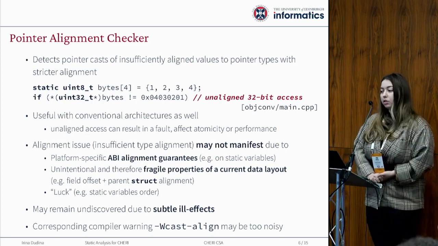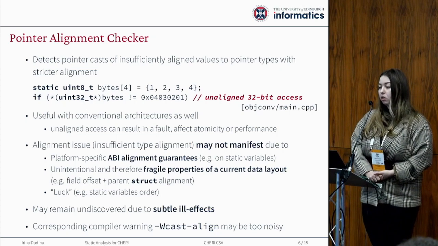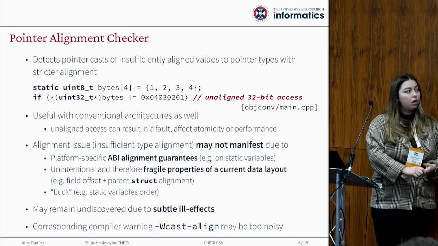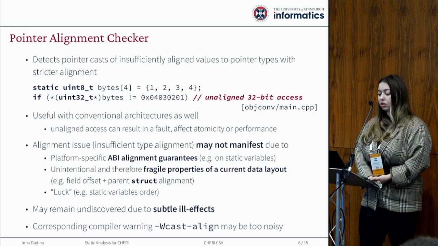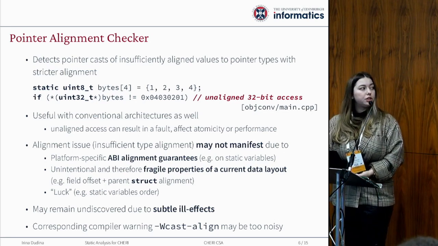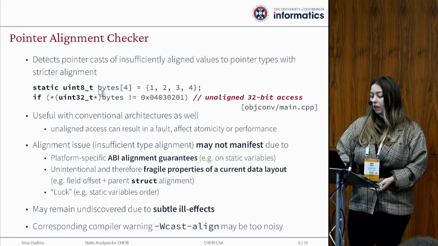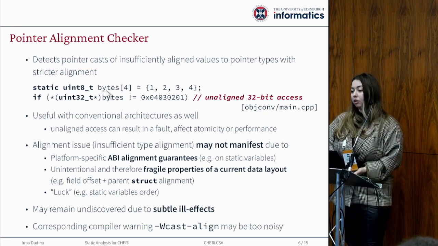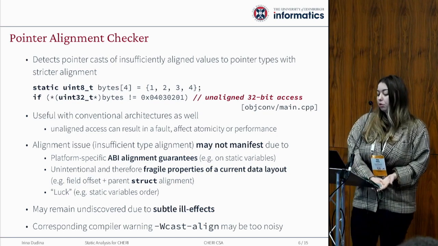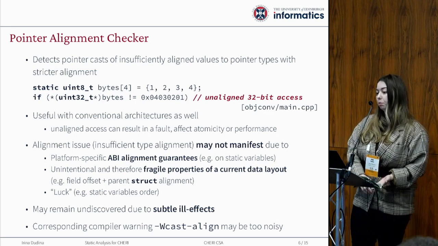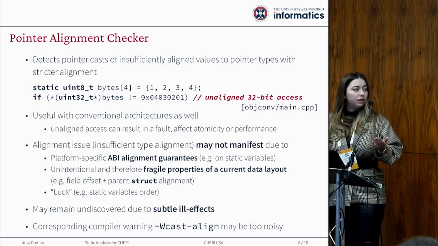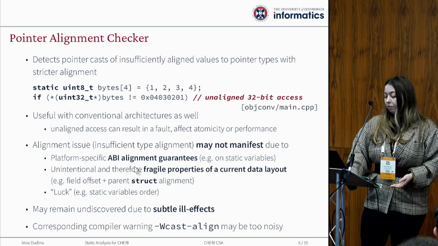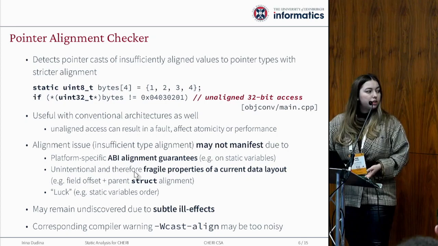This is an issue on conventional architectures as well. It can result in a fault, affect atomicity or performance. But issues often persist in code and are not detected, first of all because they cannot just manifest. This pointer can actually always be aligned due to several reasons. First of all, certain ABI guarantees can make sure that this is always aligned. And of course, when you move to another architecture, you no longer have these guarantees, and this will be a problem. Then you may have some fragile properties of a current data layout.